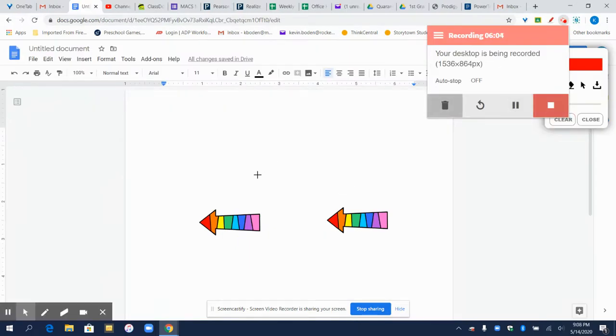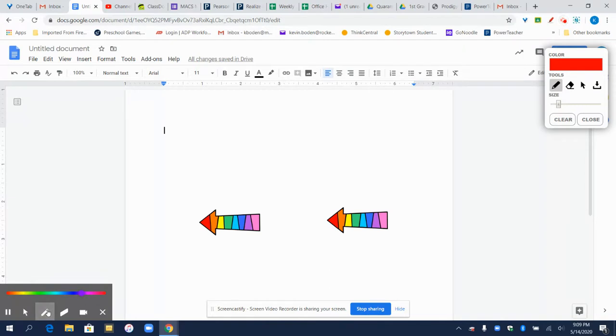All right, and we're back. So I just want to try something real fast for us because I want to make sure you understand this. So right now we have two rainbow arrows that are the exact same size that I just got off the internet. So they're the same size. Now I'm going to draw two lines. I'm going to draw a blue line, and I'm going to draw a green line.